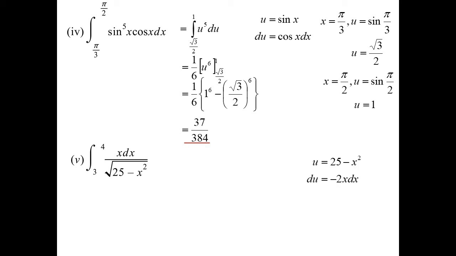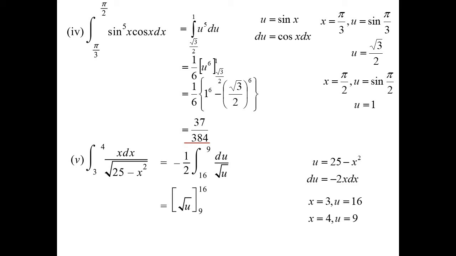We've gone the 25 minus x squared. So du is minus 2x dx. Change our limits. So they become 16 and 9. So our integral becomes minus a half. There's that du on root u, which we know to be 2 root u. So a half times 2 is 1. And I swapped the limits around as well. So that got rid of the negative sign. And so it's root 16 minus root 9, which is just 1.